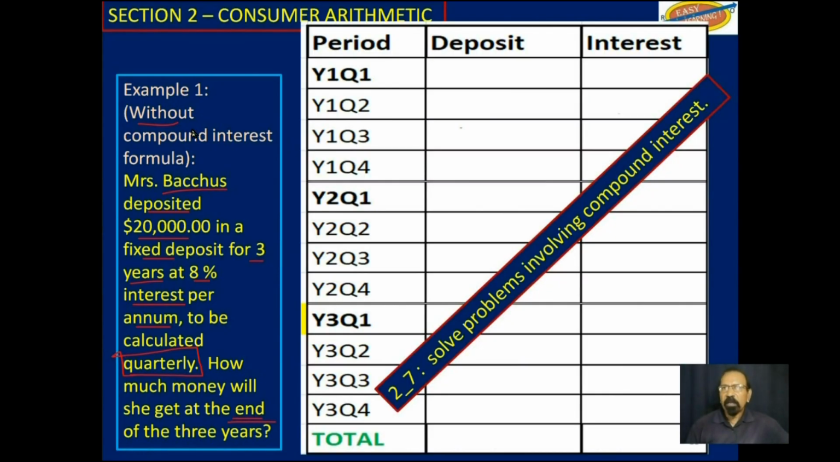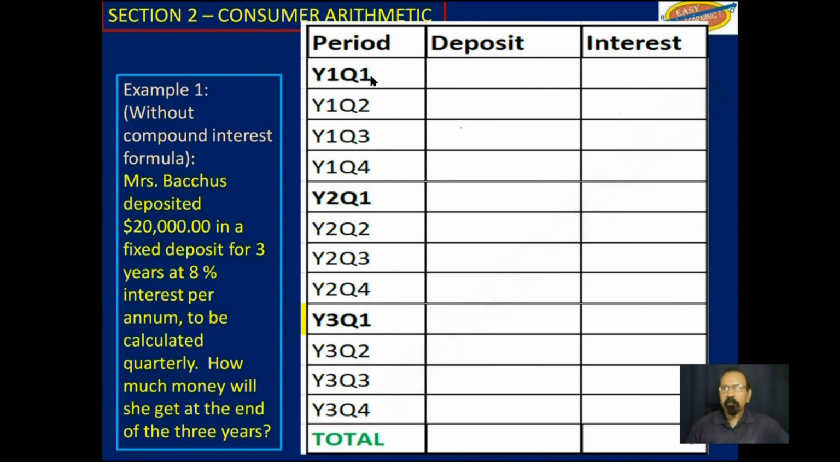So let's set up a table like this. Year one, quarter one, she deposits $20,000 at the end of that quarter. Now, since it's 8% annually, it will be 2% quarterly, and we are calculating this quarterly. So we multiply the 20,000 by 0.02, and we get $400. That's her interest at the end of the first quarter.